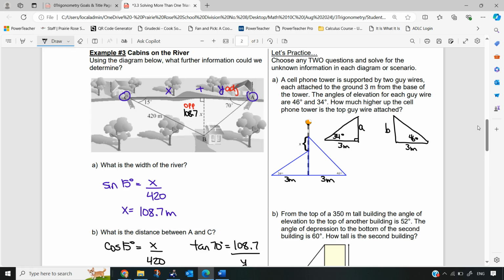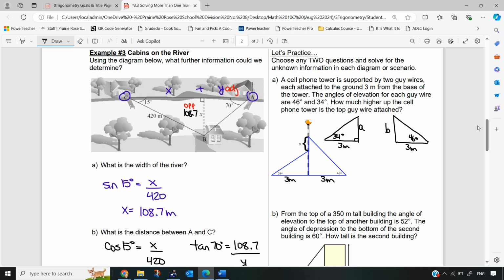Now for part A, we have a cell phone tower that's being supported by 2 guy wires, or 2 support wires, that are each attached to the ground 3 meters from the base of the tower. The angles of elevation for each guy wire are 46 degrees and 34 degrees. We're being asked to determine how much higher up the cell phone tower one guy wire is than the other.